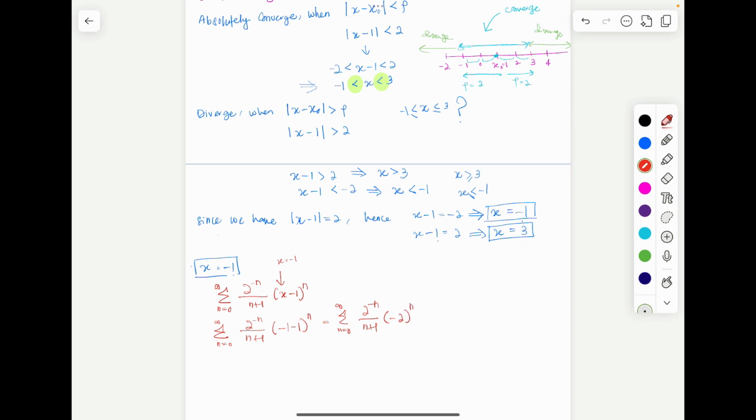Okay, so now you need to check the convergence of this series. This one is related back to chapter 2. If you have this kind of series, what kind of test can you use? Before that, I would like to simplify this series first.